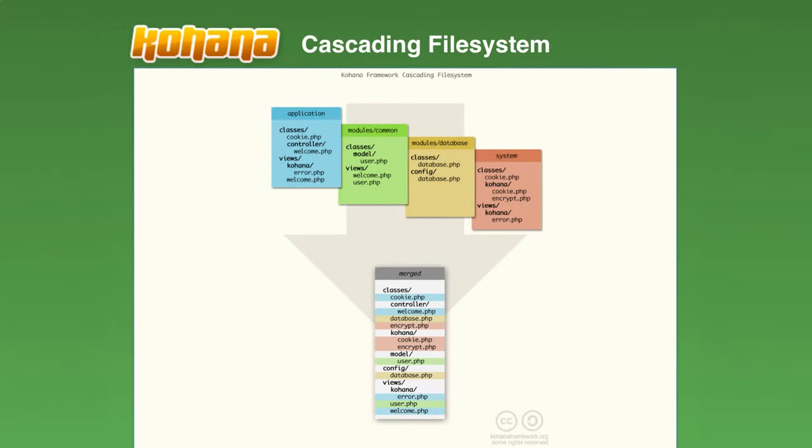And next, we have the cascading file system. Some other frameworks you probably have experience with this before. What's nice about the cascading file system is that it has a sequence in how it loads files. Is anyone familiar with PHP autoloaders?